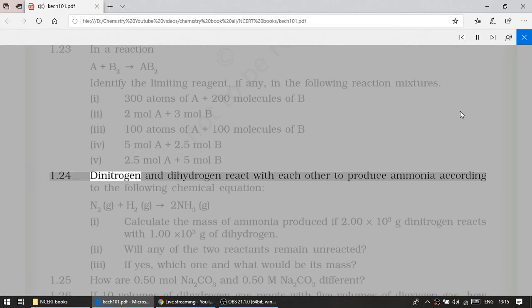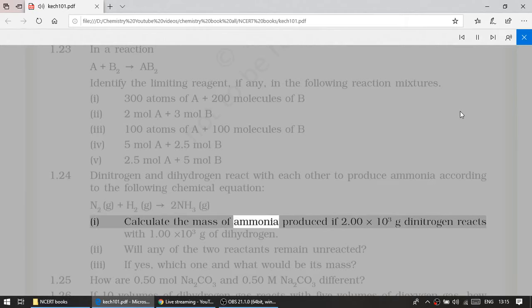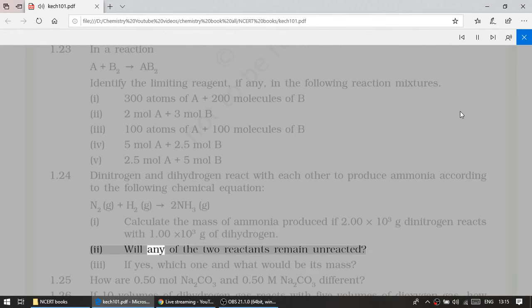1.24 Dinitrogen and dihydrogen react with each other to produce ammonia according to the following chemical equation: N2(g) + H2(g) → 2NH3(g). 1. Calculate the mass of ammonia produced if 2.00 × 10^3 g dinitrogen reacts with 1.00 × 10^3 g of dihydrogen. 2. Will any of the two reactants remain unreacted? 3. If yes, which one and what would be its mass?